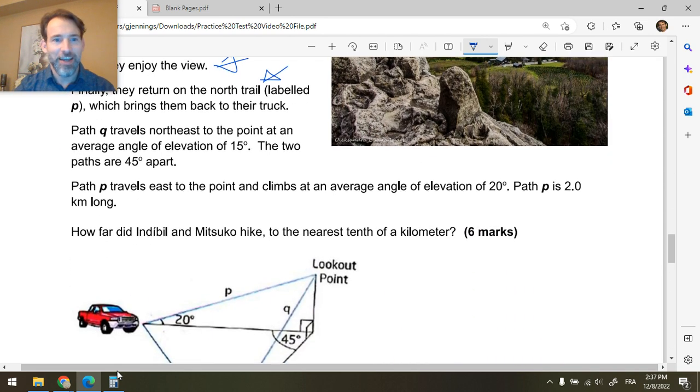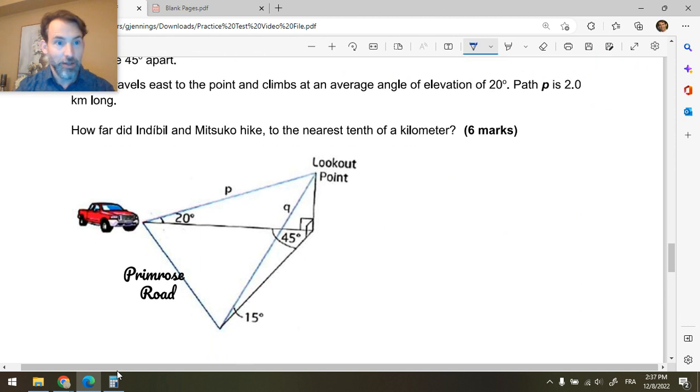And then you're going to go ahead and imagine that on the diagram. So you imagine them getting out of their car, hiking along Primrose Road. Then they turn and hike up the path marked Q, enjoy the top of the view at Lookout Point, and then hike back down. Now, the only other piece of information in the question is that P is equal to 2 kilometers. So it was a pretty long hike, my goodness.